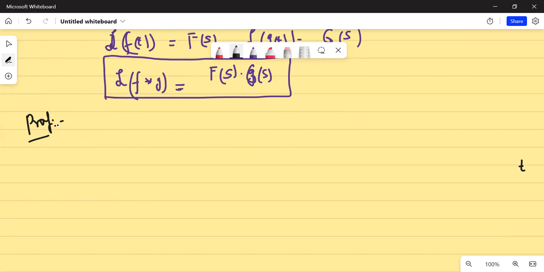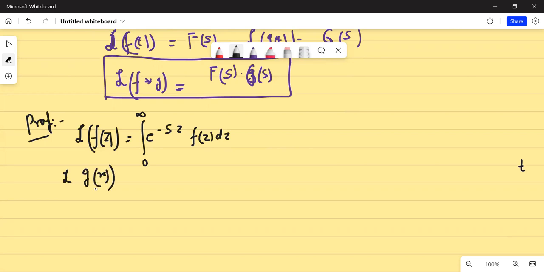How to go about it? So let me write that my Laplace transform of f of z. I'll take different variables, so that is the integral from 0 to infinity of e to the power minus sz f(z) dz. And the Laplace transform of, let us take some different variable, let's say x, will be equal to the integral from 0 to infinity of e to the power minus sx g(x) dx.